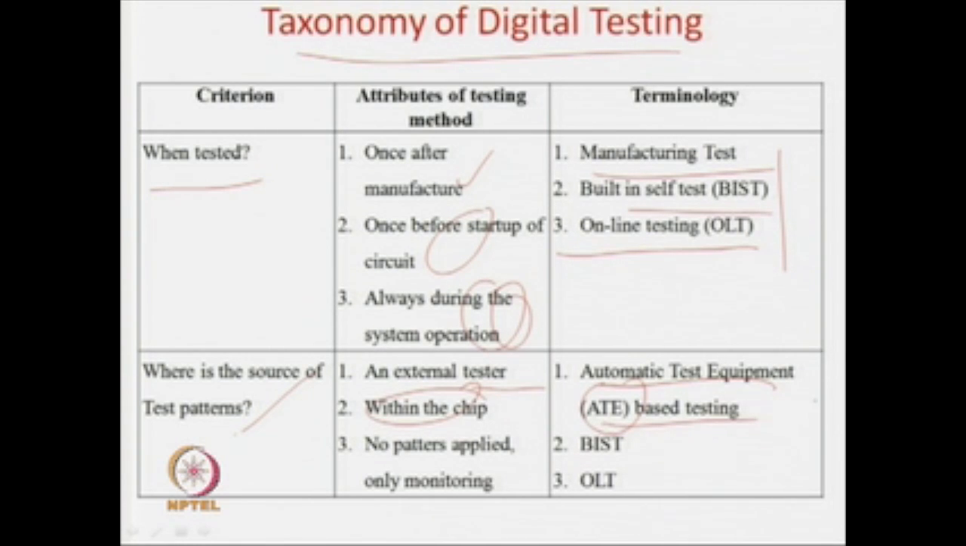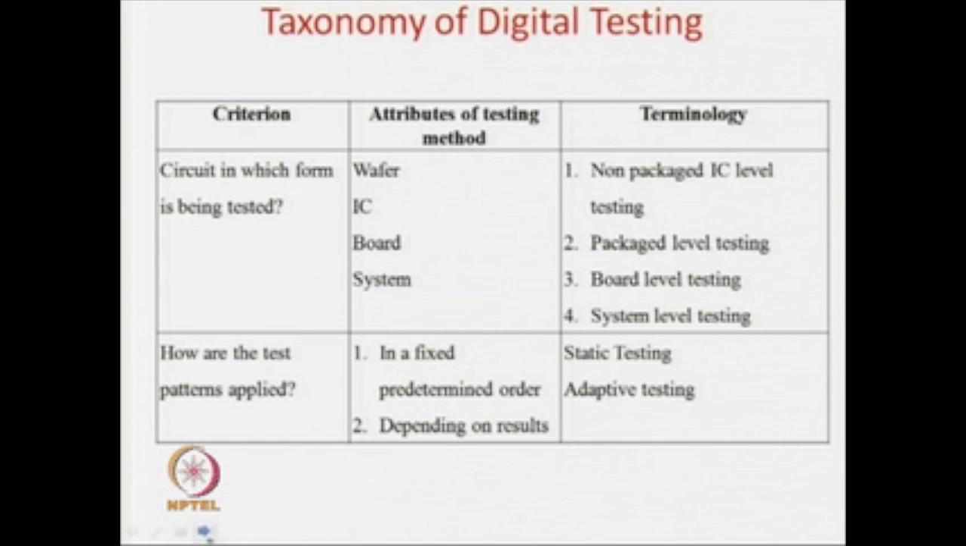For equipment it is simple, you apply the patterns and observe the response. But now if you put the ATE in miniature version inside the circuit, then the test patterns can be applied from the circuit and also analyzed in the circuit itself. So, if the patterns are applied within the chip, it is the case of a BIST. Now, what is the case of online monitoring? In online monitoring, the circuit is doing its normal operation and you are just monitoring. So, obviously in this case you cannot apply any pattern; you are only monitoring and judging whether the circuit is behaving properly or not.